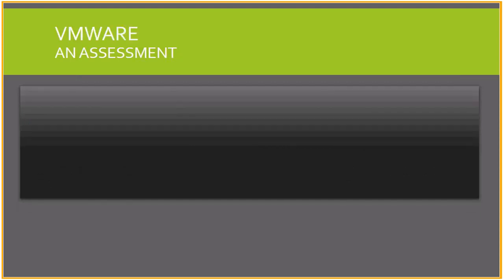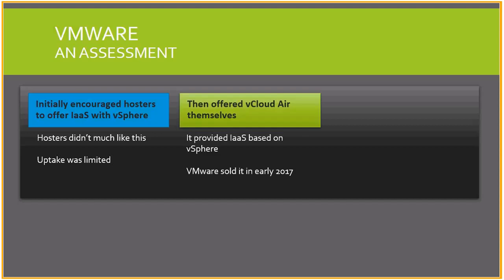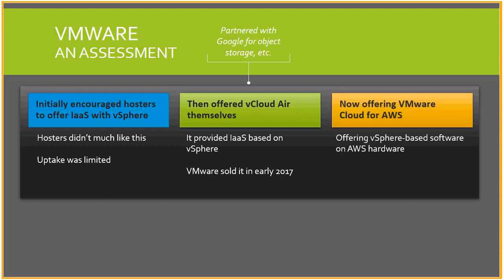And then we have VMware as well. VMware started with vSphere, which is private cloud, and then they started with vCloud Air, which has been sold, and now they have started hosting it over AWS. So AWS is their hoster. VMware is providing their cloud on top of AWS. That's what VMware is into.